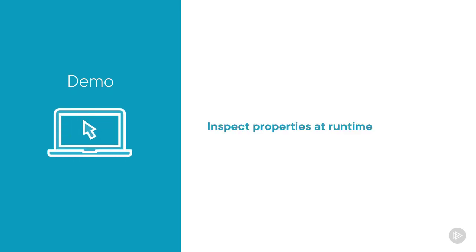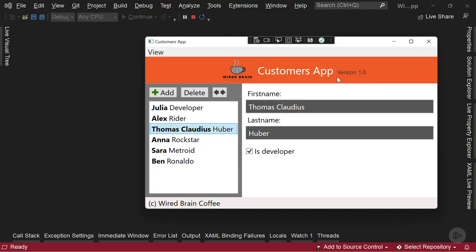In this demonstration, you will learn how to inspect properties at runtime. Let's switch to Visual Studio. Here I've started the customer's application.